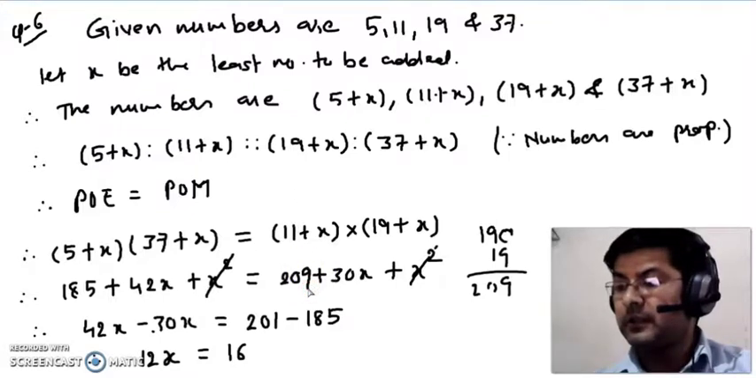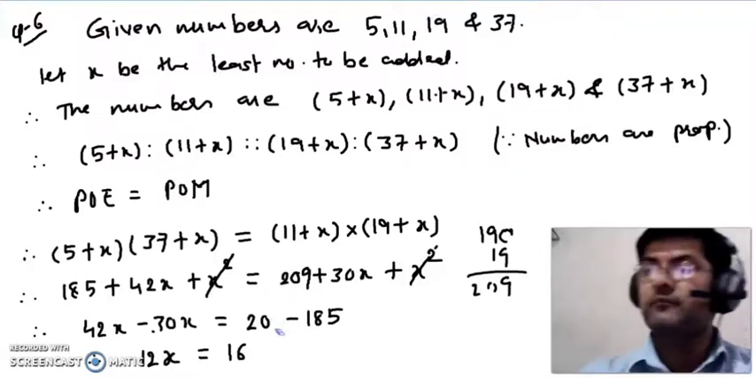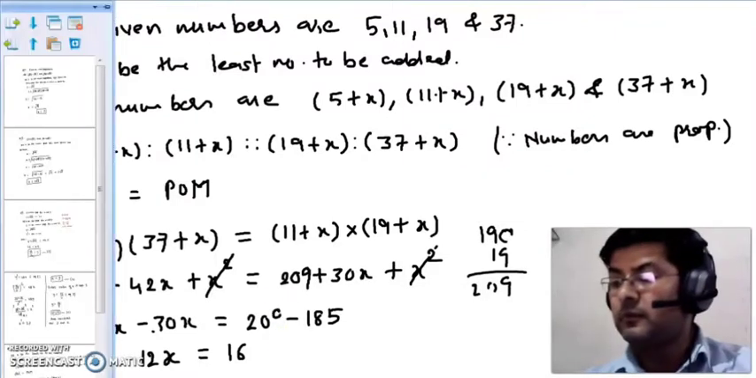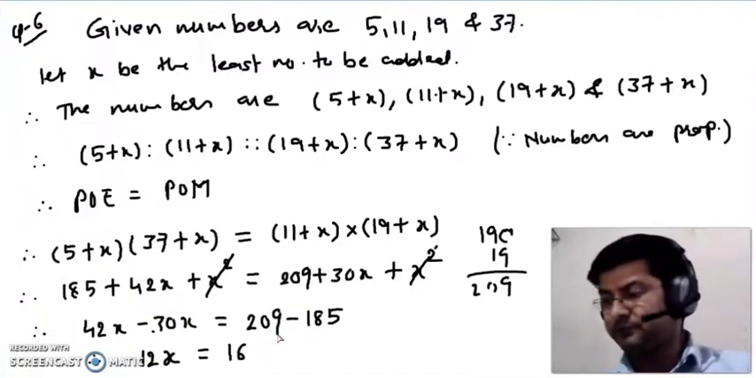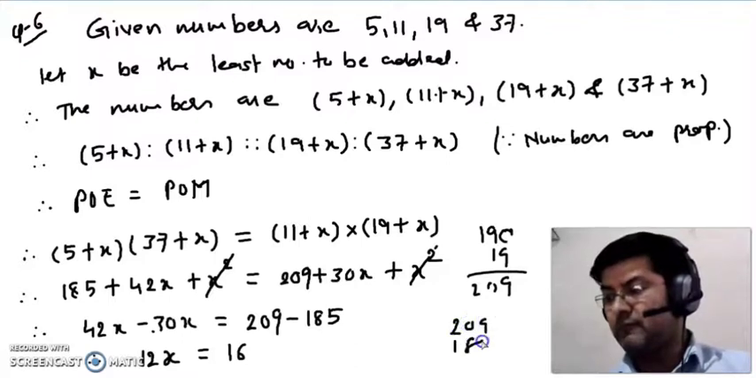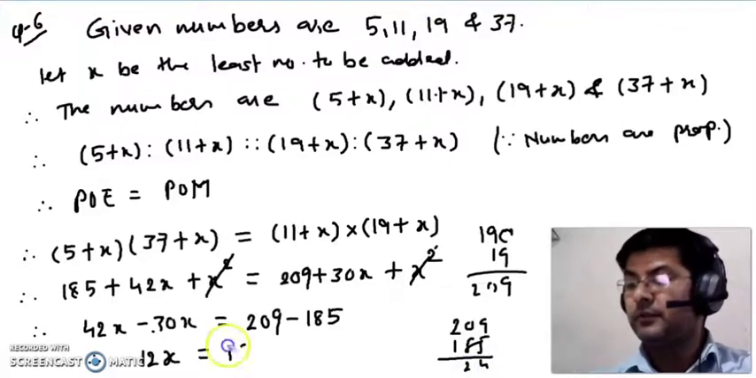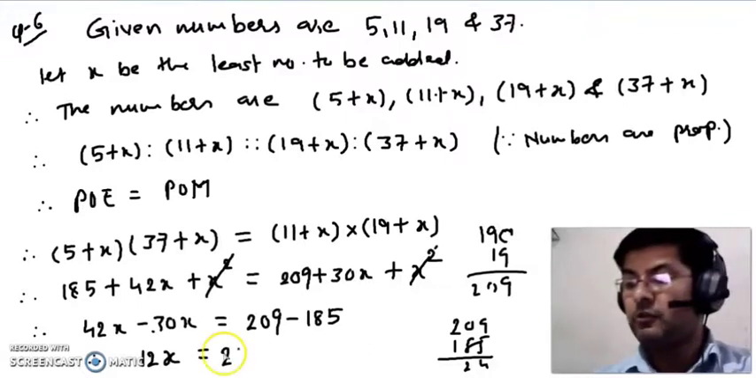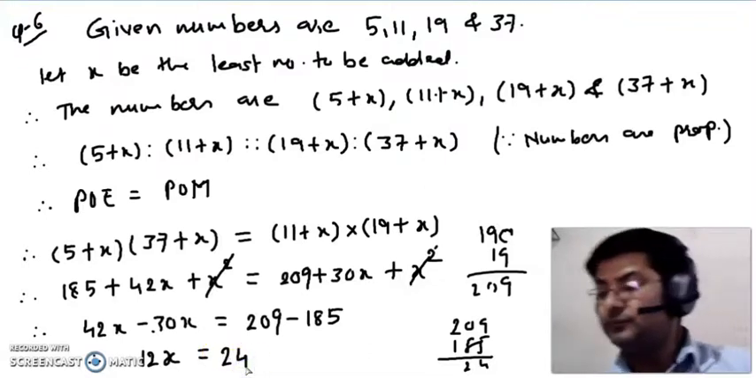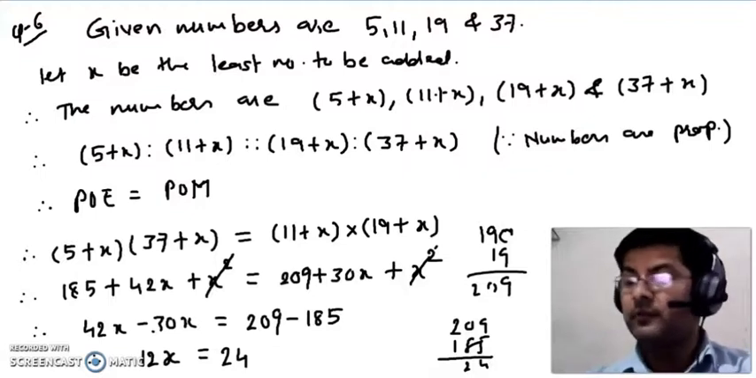Again over here we can write down 209. Now 209 minus 185 is 24. Clear? So here the difference will be 24. Now finally x is equal to 24 by 12 we can write down. Yes or no?